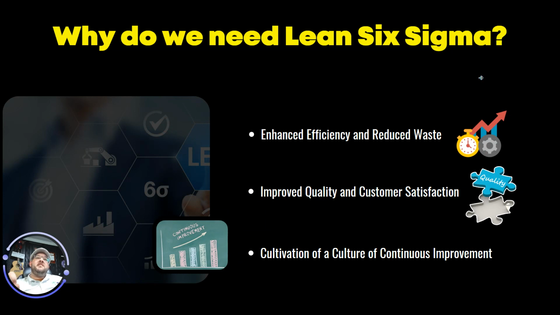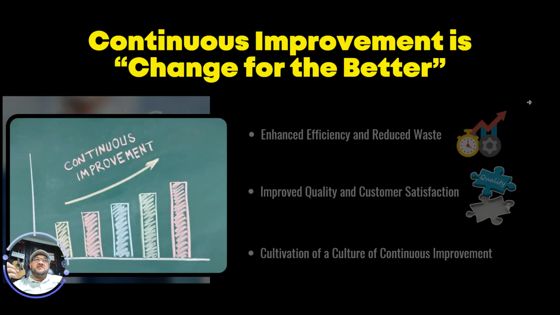So here's the thing. Why do we need Lean Six Sigma? In a nutshell, it increases and enhances efficiency in organizations. It reduces waste. It can improve quality and customer satisfaction, and it can cultivate a culture of continuous improvement. When we think about continuous improvement, we think change for the better. This is what we aim to strive for in Lean Six Sigma.